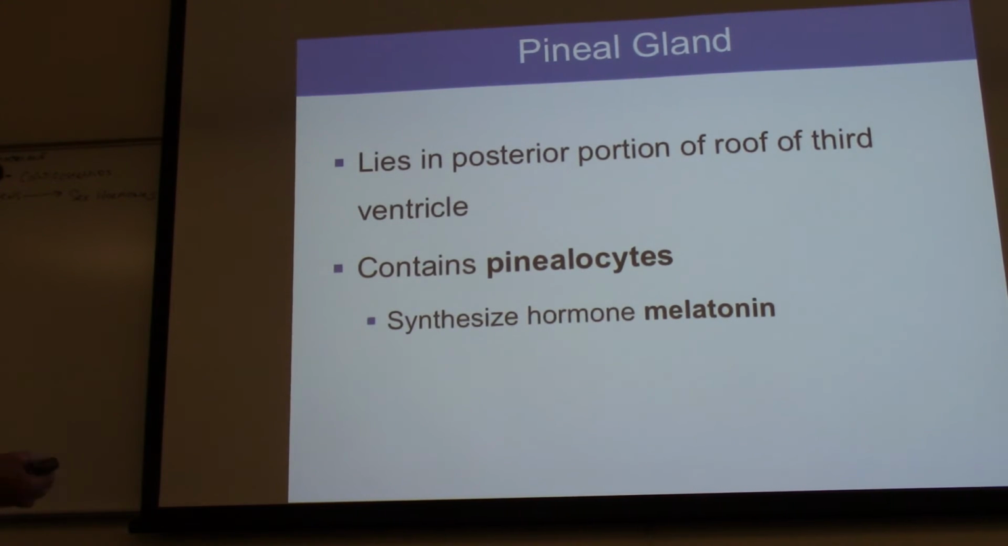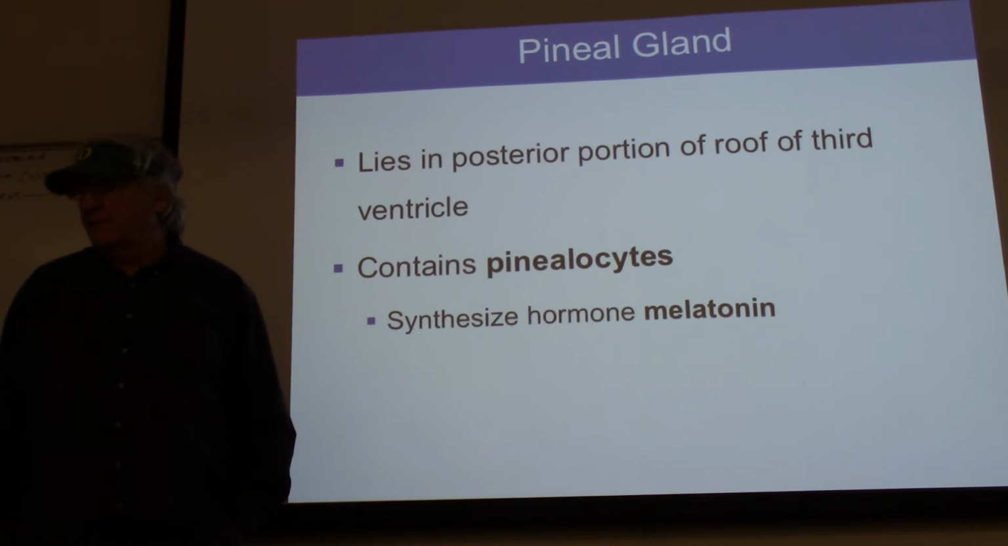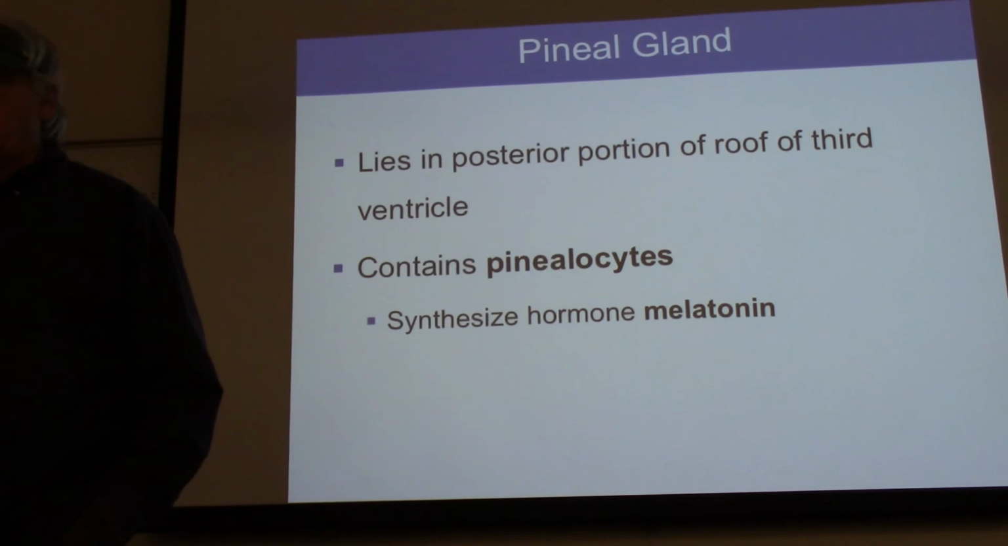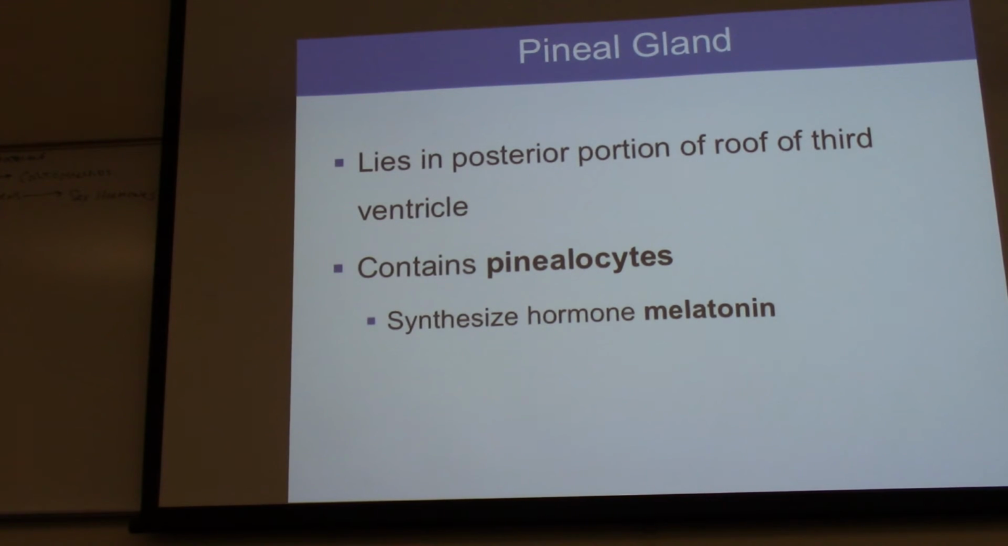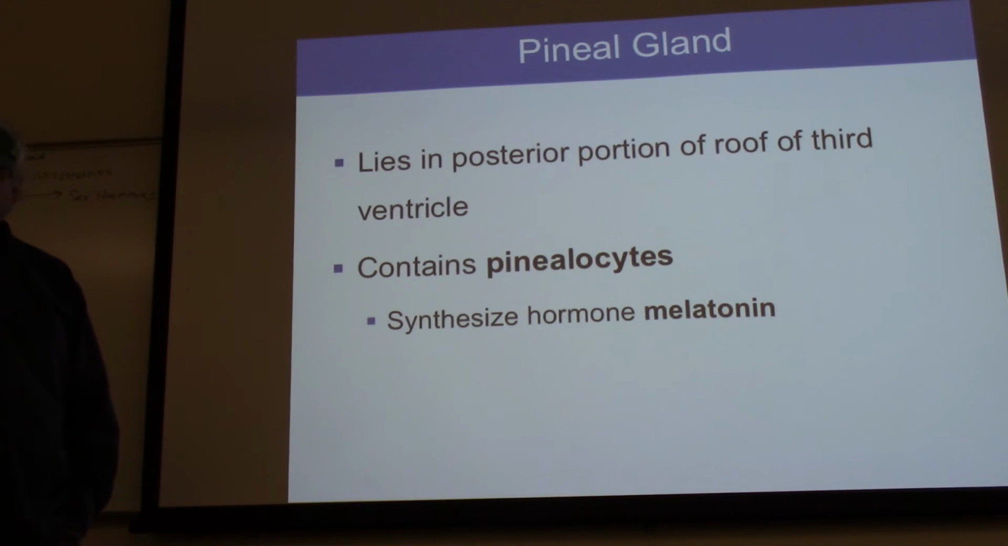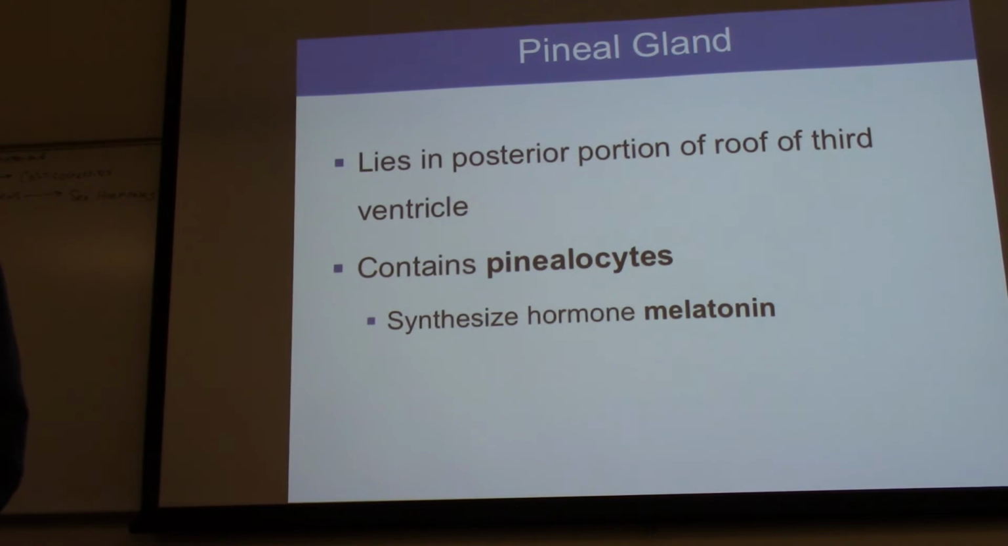A couple other wrap-ups real quick on other little endocrine organs that you need to be aware of, and you need to know about two things about most of these, or several of these. One is the pineal gland. You remember it from when we studied the brain. It was one of those little round, tiny dot kind of things on the cross-section on the slice of the brain. It lives on the posterior portion of the roof of the third ventricle.